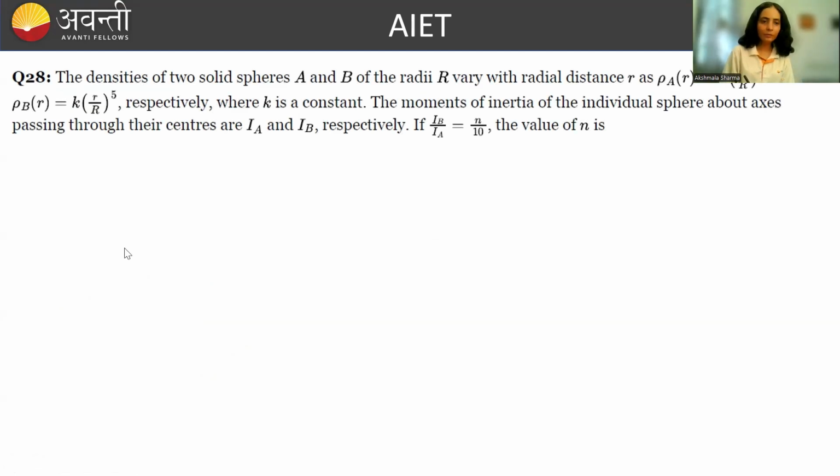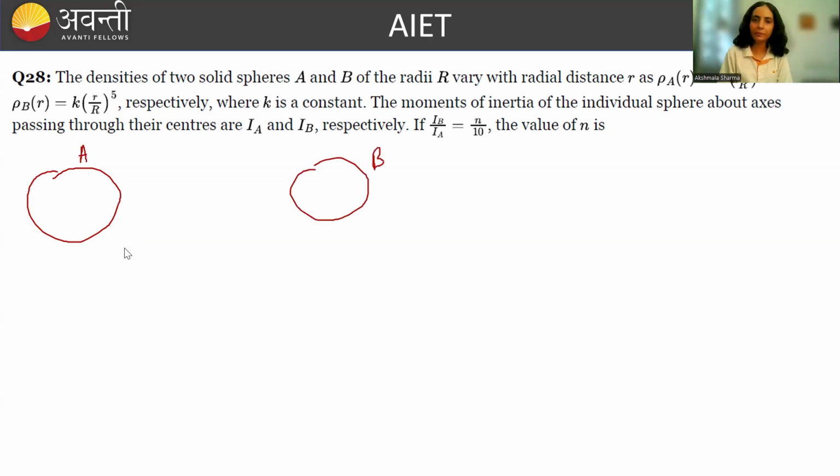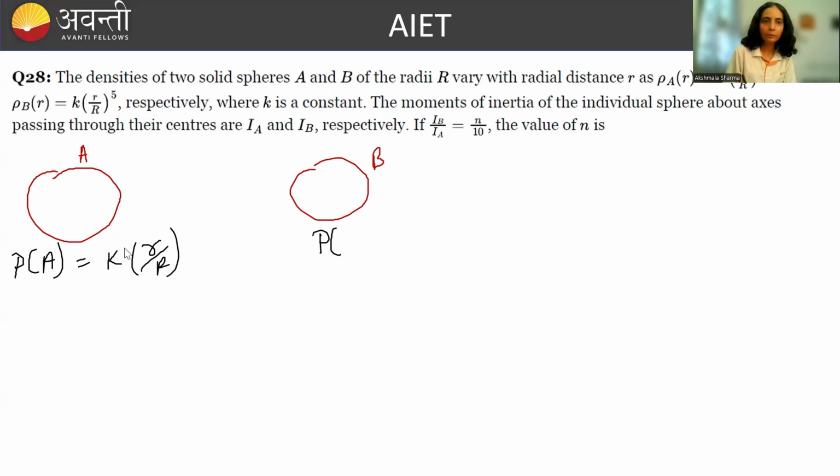Now let us look at this question. Densities of two solid spheres A and B of equal radii are given. So let's say this is A, and this is B. Both have the same radius, but what is different? Their densities are not constant, that is varying with r. For A, the density is given as k small r by capital R. And for B, the density is also a function of small r, that is the radial vector, like this.